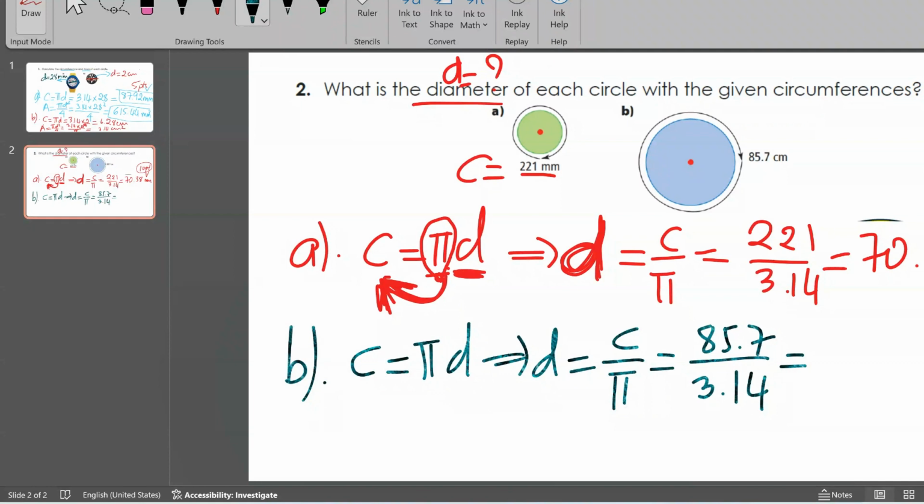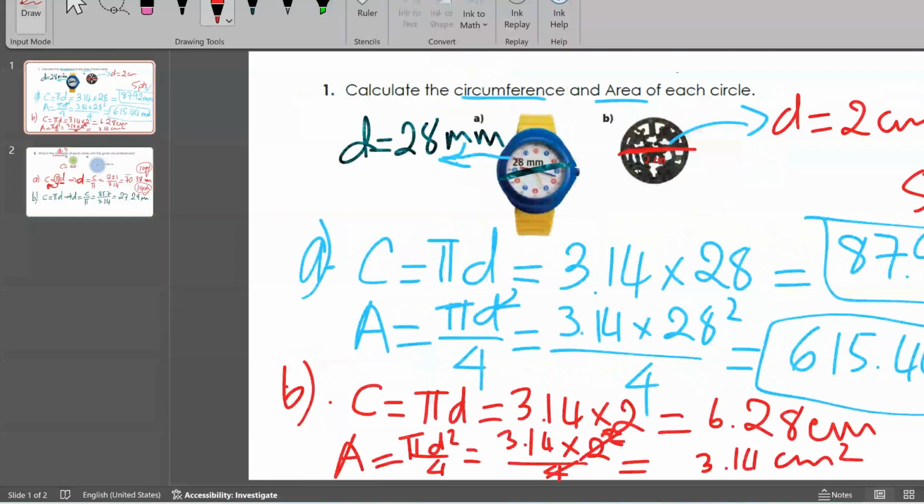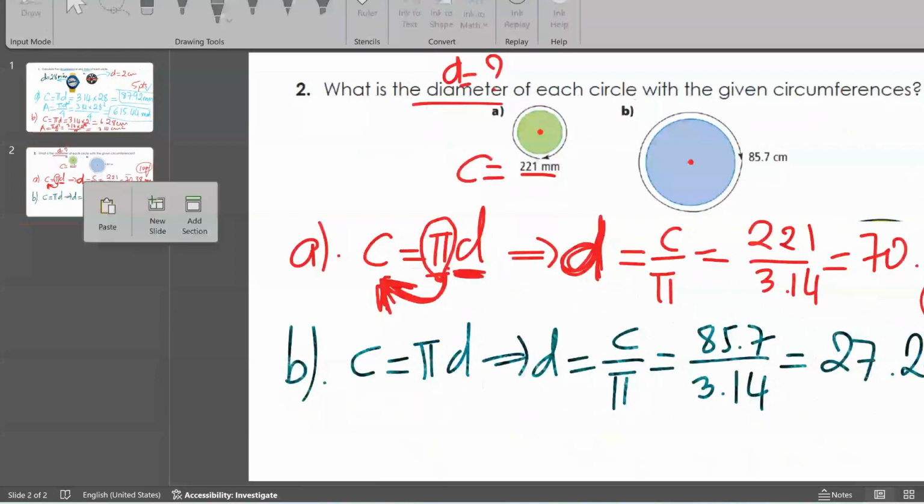Anyway, check with my calculator. 85.7 divided by 3.14 is 27.29. Okay, 27.29. This is also correct. I got 10 points. There's another 10 points here. So this one is correct, so another 10. I got 20 points, so this whole problem will be 20 points. And this other part gets 5, so now you receive 25.